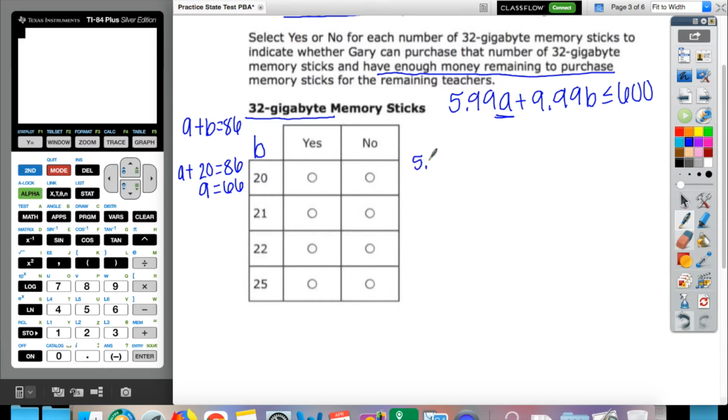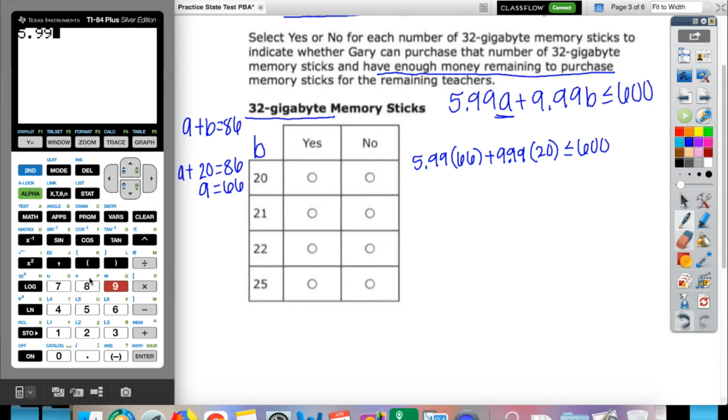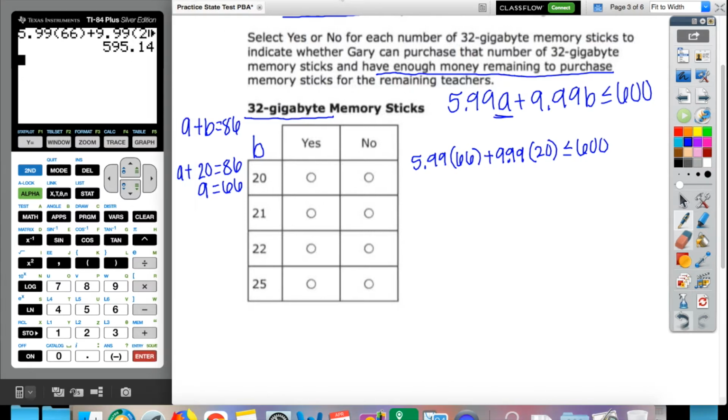So if I plug this into my equation, A is 66, and then B was that 20 it gave me. And let's see if this one is true. So I'm going to go to my calculator. 599 times your 66 plus 999 times our 20, and we're going to get 595.14.